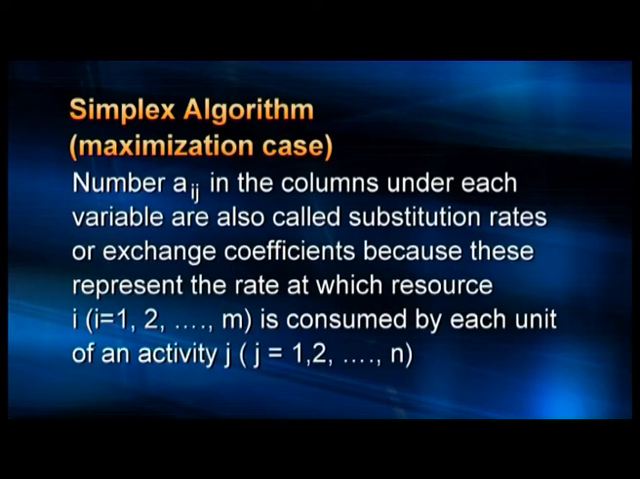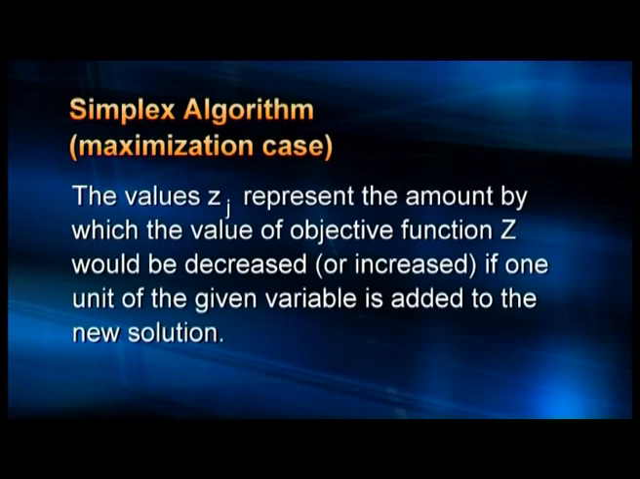The numbers aij in the columns under each variable are also called substitution rates or exchange coefficients because these represent the rate at which resource i, where i equals 1, 2, up to m, is consumed by each unit of an activity j, where j equals 1, 2, up to n. The values zj represent the amount by which the value of the objective function z would be decreased or increased if one unit of the given variable is added to the new solution.